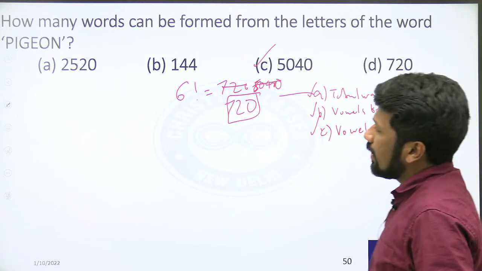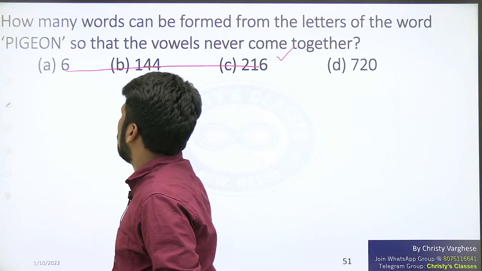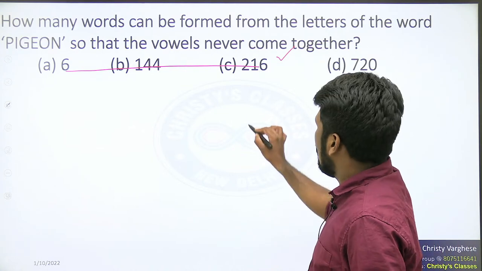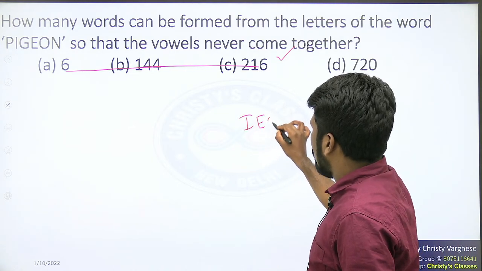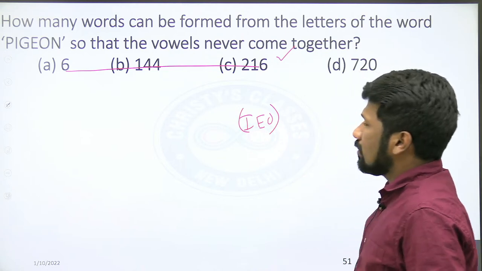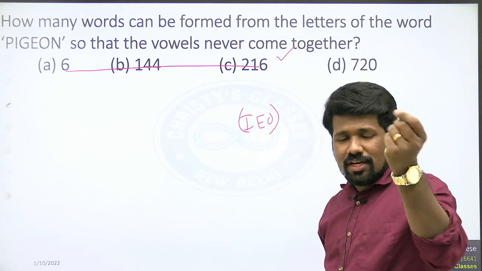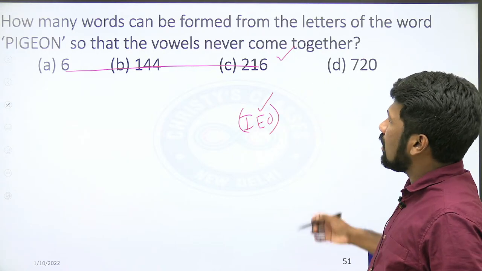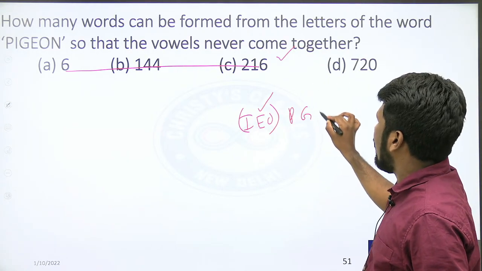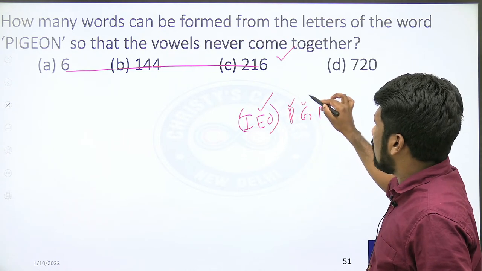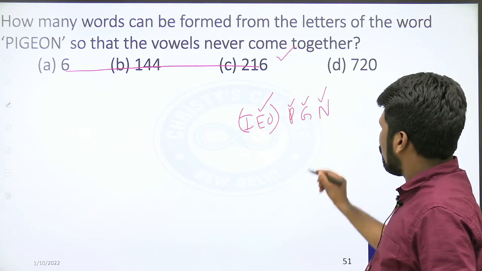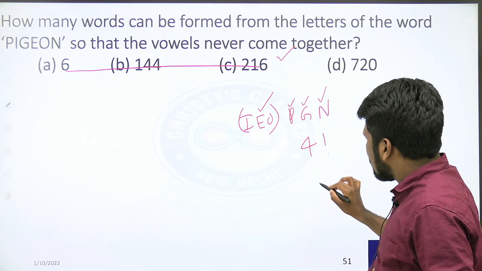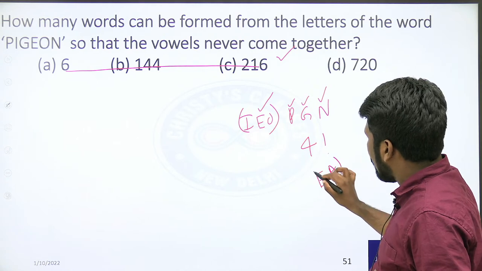Total number of ways. Now vowels coming together. Be careful there. How many ways are there? I, E and O are the vowels in this word. They should be together, so you can consider them as a single group, a single letter. I, E, O as one letter and P, G, N as three more letters. So total four letters are there. Four letters can be rearranged in four factorial ways. That means the external arrangement will be four factorial.